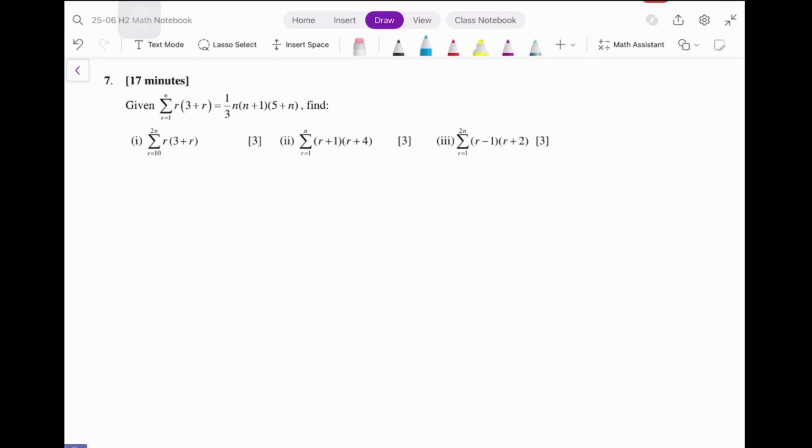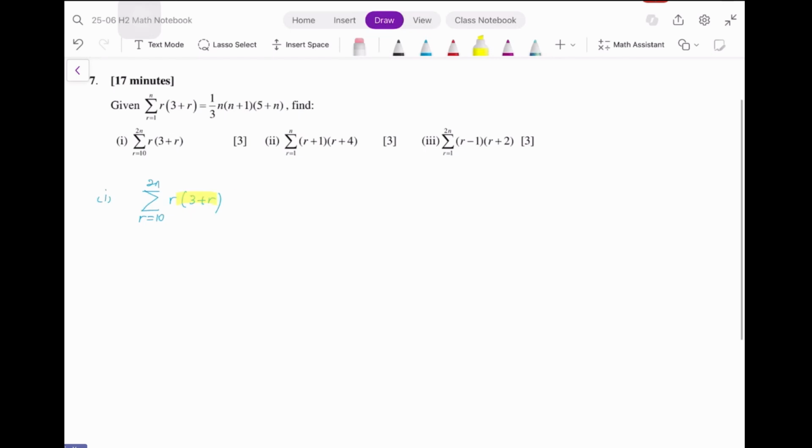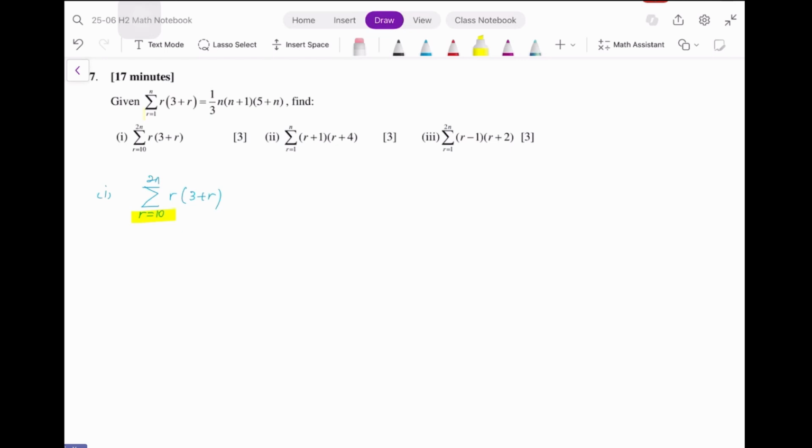Let's look at part 1. We want to sum from r equals 10 to 2n of r times (3 plus r). First, observe this summation and this given identity: they match, so we don't need to do any transformation. We just need to make sure the limits start from 1, so we have to change the lower limit to 1. We can change it using our S n.